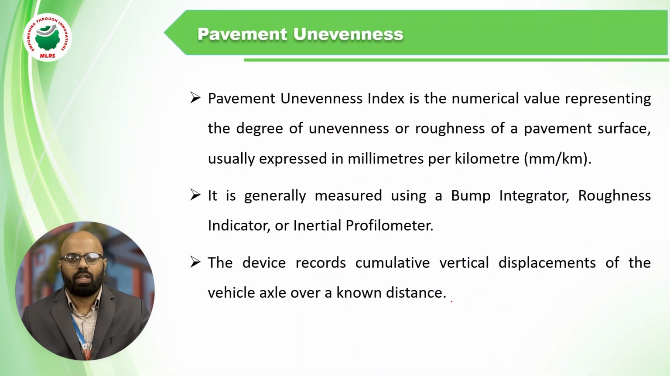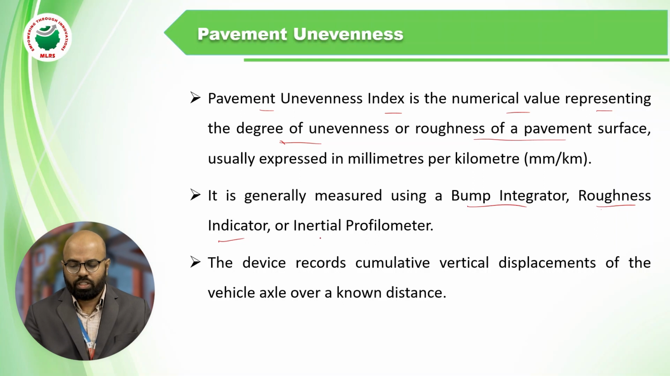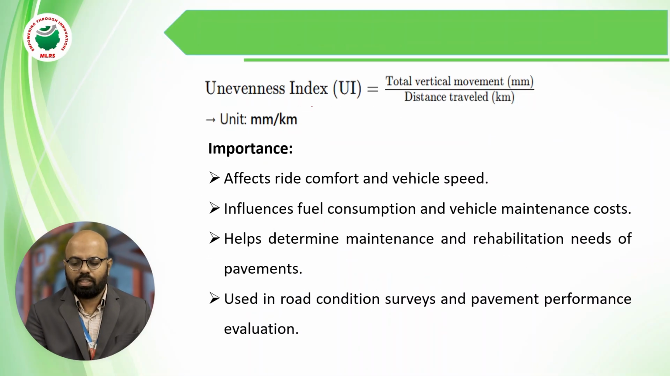Next is pavement unevenness. The pavement unevenness index is the numerical value representing the degree of unevenness or roughness of a pavement surface. Usually it is expressed in millimeters per kilometer. It is generally measured using the bump indicator, roughness indicator, and inertial profilometer. The device records cumulative vertical displacements of the vehicle axle over a known distance. That is the unevenness index.